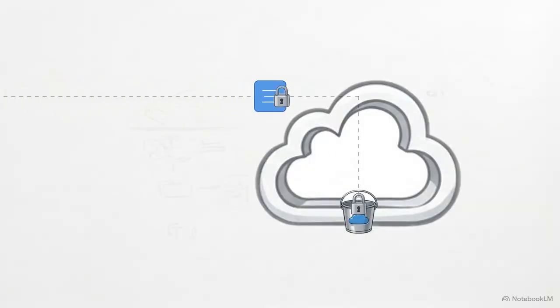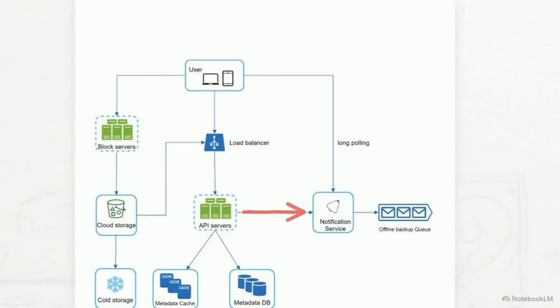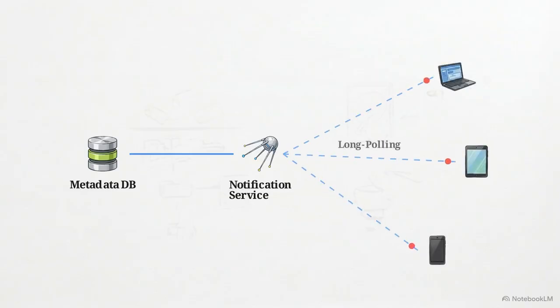Once a modified block is safely compressed, encrypted, and stored in the cloud, the system faces one final challenge: alerting the user's other devices to download the update. Referencing the system diagram again, we see the notification service. This is a publisher-subscriber engine that maintains a persistent, long-polling connection with all active clients. As soon as the metadata database logs a new block upload, it triggers the notification service. The service instantly pings the user's other devices over the long-polling connection, instructing them to pull the new blocks.